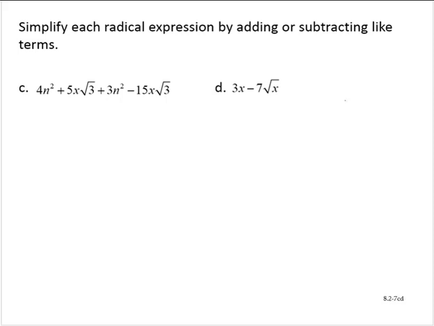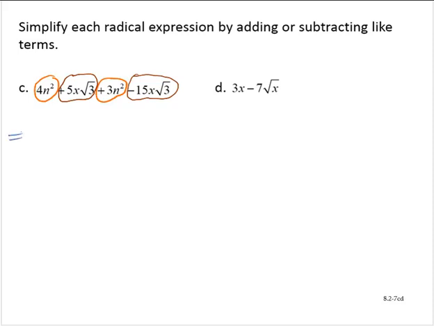Exercise C, we have 4n squared plus 5x times the square root of 3 plus 3n squared minus 15x times the square root of 3. And again, let me identify any like terms. Let's see, we have a 4n squared and a plus 3n squared. Those are like terms. And I have plus 5x times the square root of 3 and a minus 15x times the square root of 3. Those are like terms.